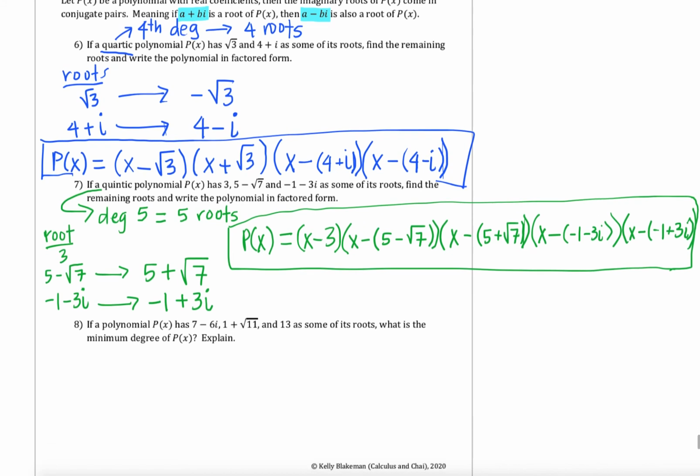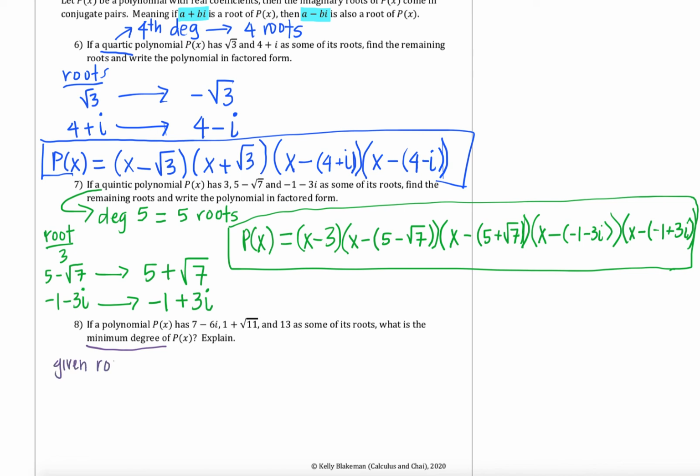So in example 8, it says if a polynomial p of x has 7 minus 6i, 1 plus the square root of 11, and 13 as some of its roots, what is the minimum degree of this polynomial? And explain. So this is a little bit different here. We're not told what the degree is. Instead, we're trying to figure it out.